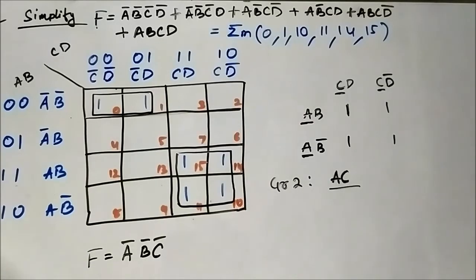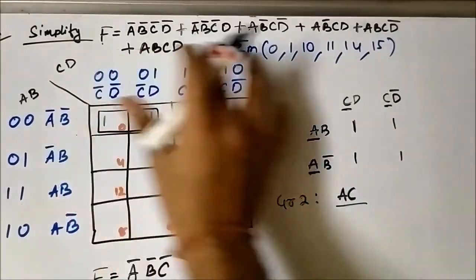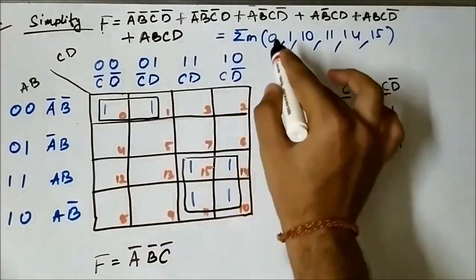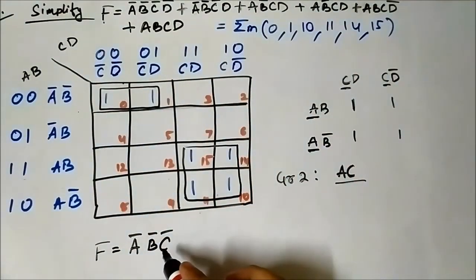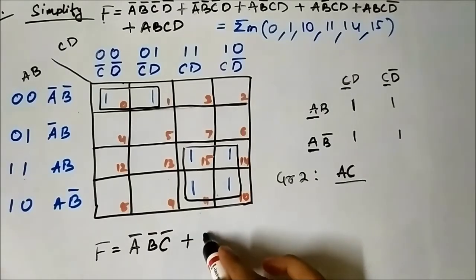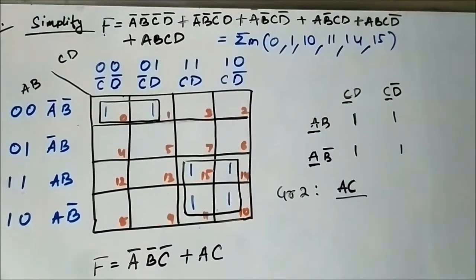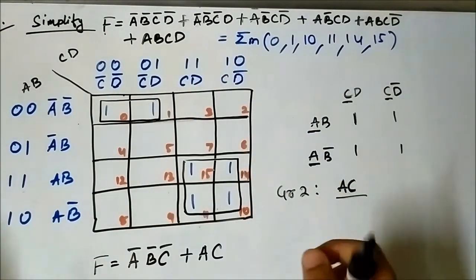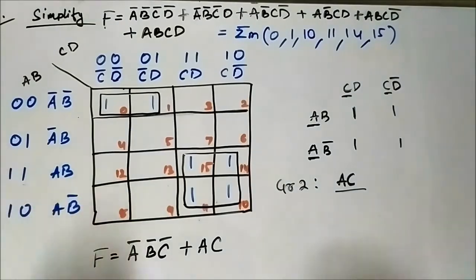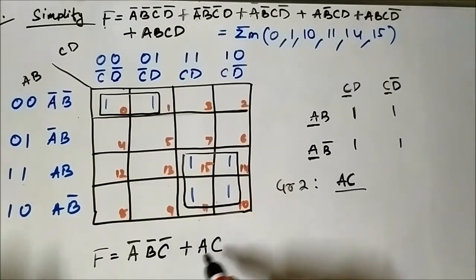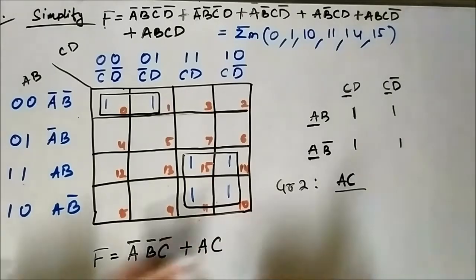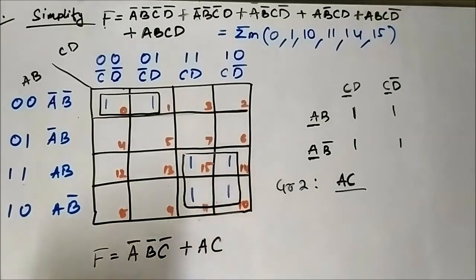So the simplified Boolean expression for this SOP expression, which was given with min terms, is A bar B bar C bar plus A C. You see, this is quite a lengthy Boolean expression, and with the help of the K-map, in a matter of a few minutes we solved it and got the simplified expression A bar B bar C bar plus AC. So this is the second question on SOP 4 variable K-map.